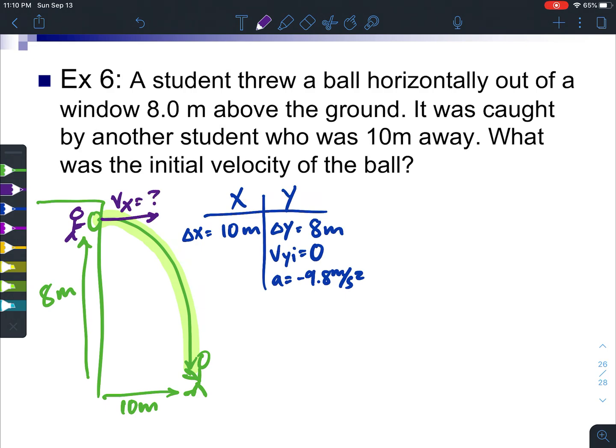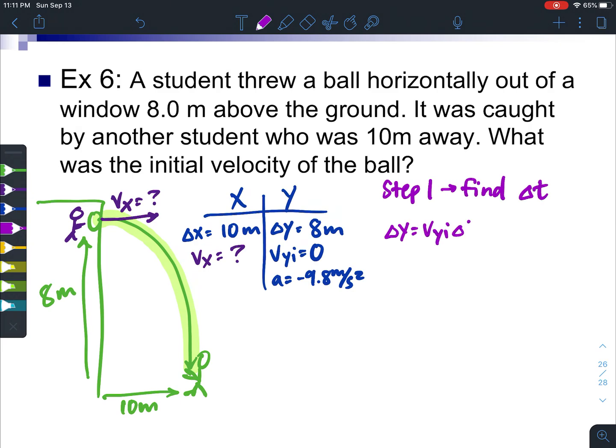Okay, so take a look at our column. Do we have enough information in the x column to solve for this? We don't, right? We need two numbers. So our step one is going to be to solve for time first. And we're going to use the y side to do that. Okay, because we do have enough information to use our delta y equals Vyi t plus 1/2 a t squared formula.